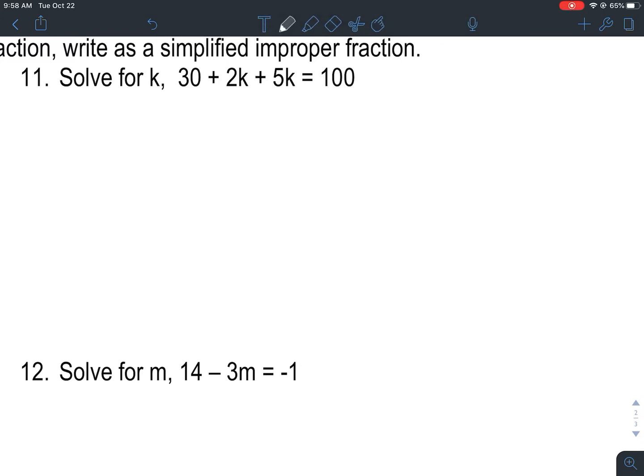Okay, this is a video from the second page. Not only are we combining like terms, but we're also going to be solving equations. So for the first one, number 11, you're going to just combine.